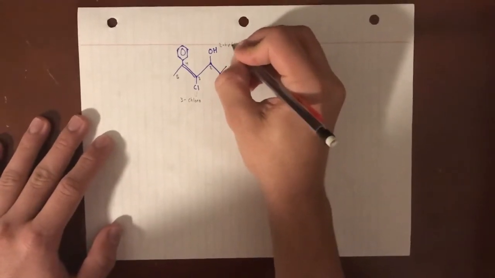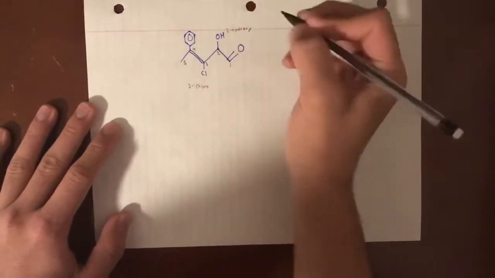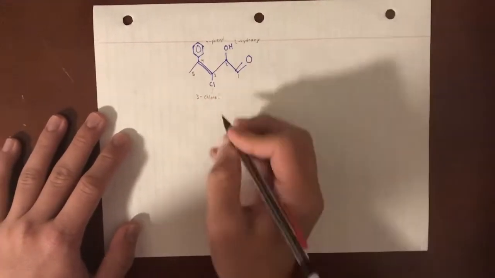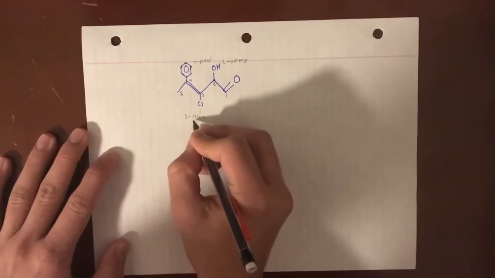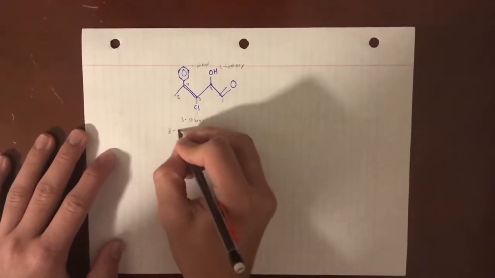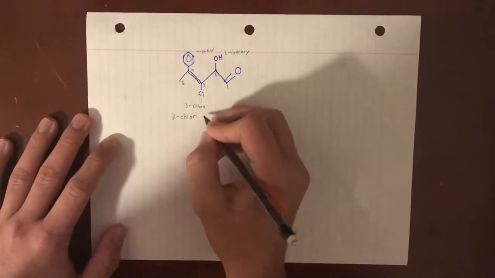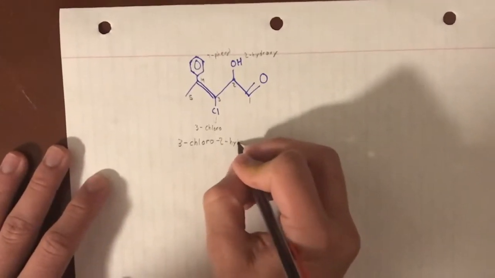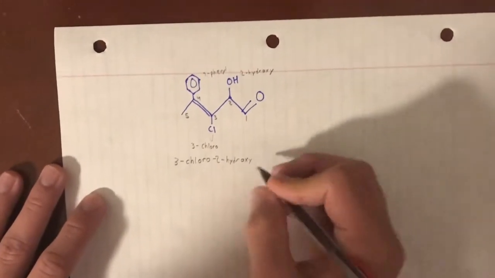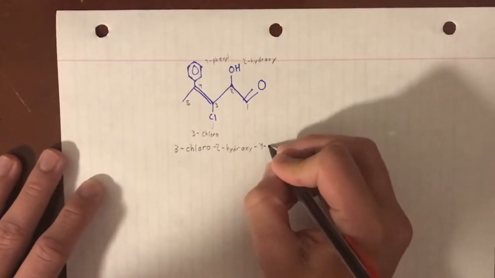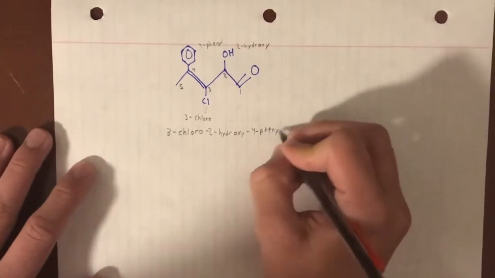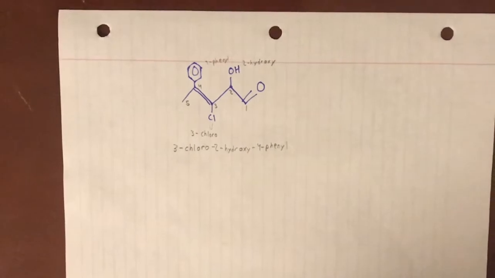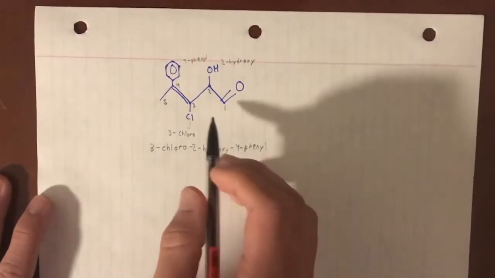2 hydroxy, 4 phenyl. This one will be first because it's alphabetical order. So 3 chloro, 2 hydroxy, 4 phenyl. Okay. So after that, you will check for the number of carbons in the parent chain.